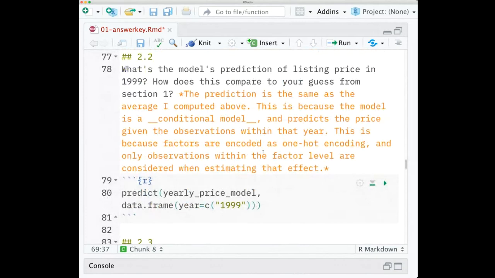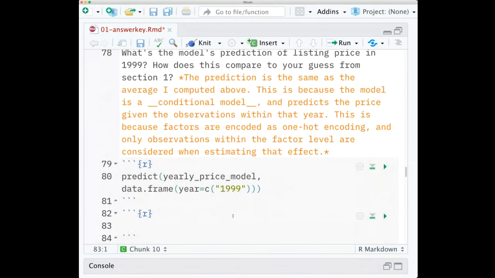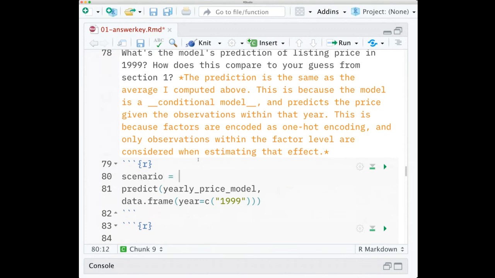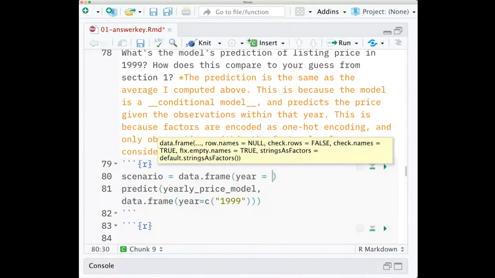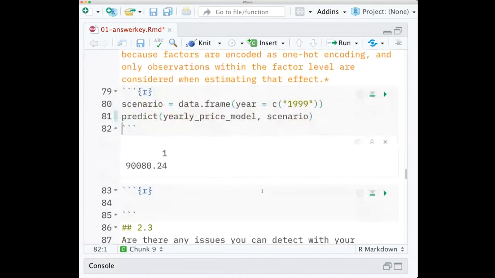2.2, what is the model's prediction of listing price in 1999? How does this compare to your guess from section 1? Okay, there's 2 ways you can do this and they're both okay. One way that's explicit and works for any form of the model that you want is to use your price model and then specify the scenario you want to predict. If you want it even simpler, you could say scenario is equal to data frame, year equals 1999, and then predict scenario. That's your prediction.